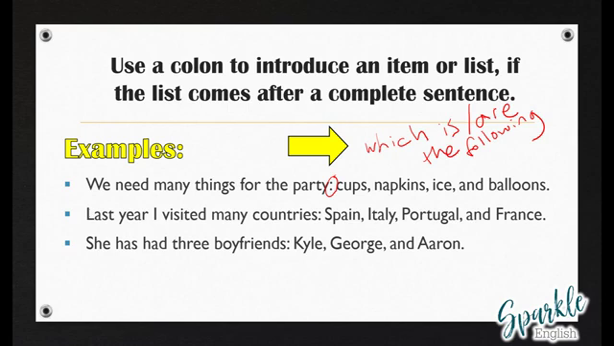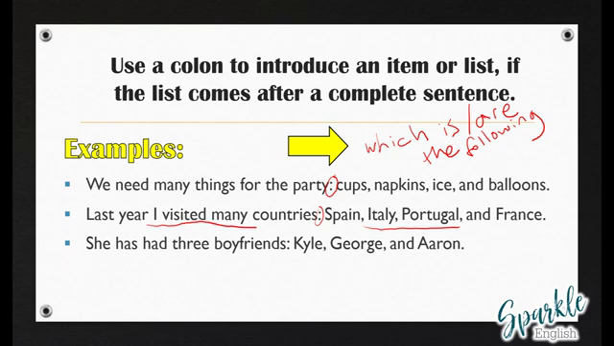The next example. Last year, I visited many countries: Spain, Italy, Portugal, and France. Again, we're using a colon. And again, it's like saying which are. Last year, I visited many countries, which are Spain, Italy, Portugal, and France. The colon connects these two clauses. This first is an independent clause, and this here is a dependent clause. And we can use the colon to connect the two to make one full sentence.